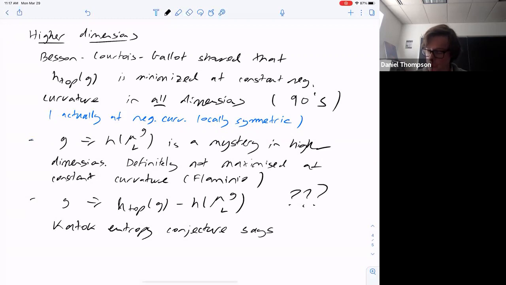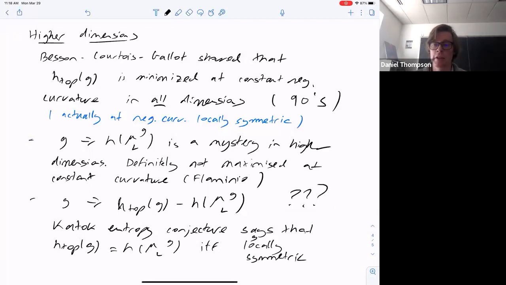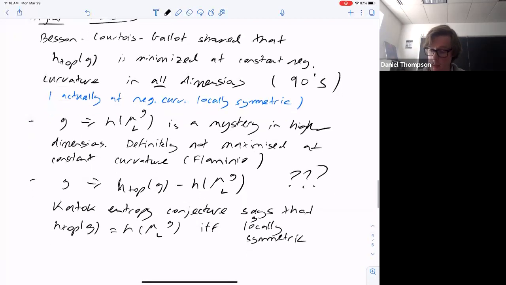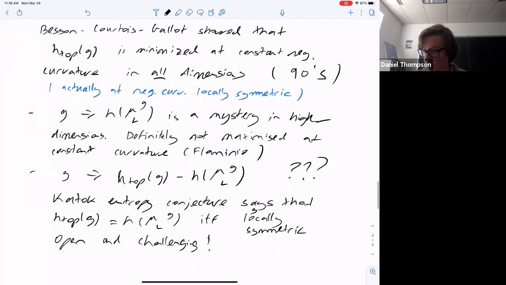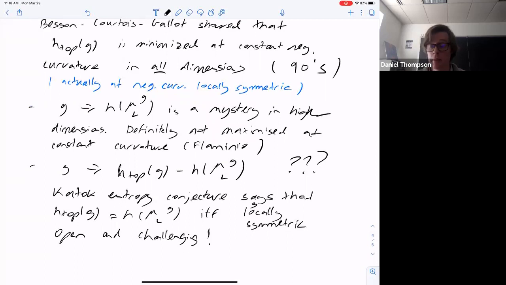It says that H top G equals H mu L G if and only if G is locally symmetric, i.e. constant negative curvature or one of these other slightly more exotic spaces. And this is open, and this is one of those big open problems, right? So this is still serious stuff beyond the surface case.